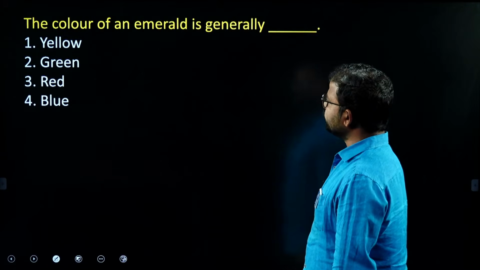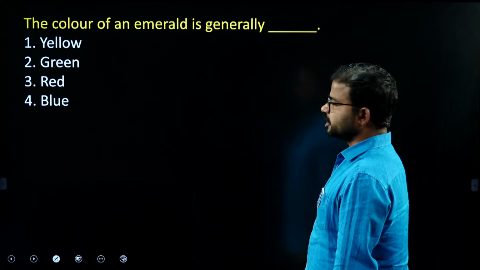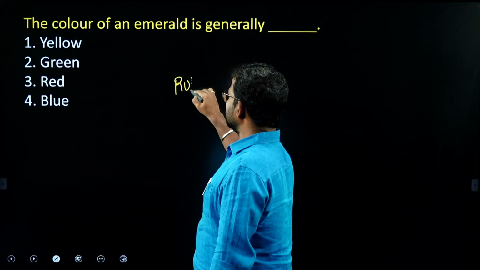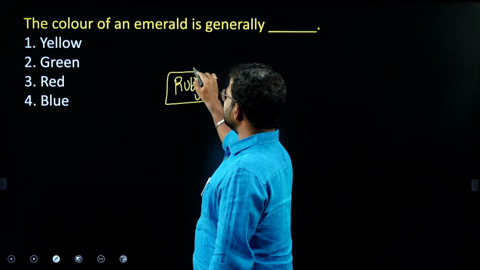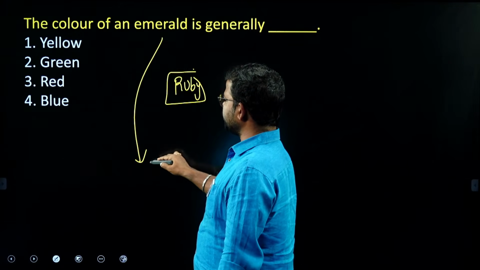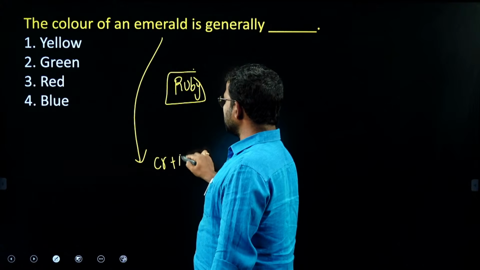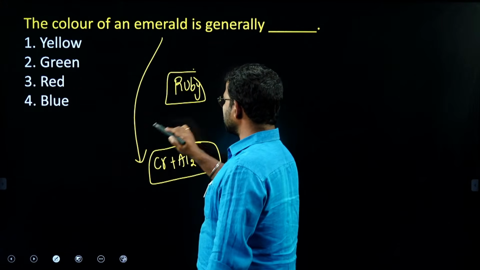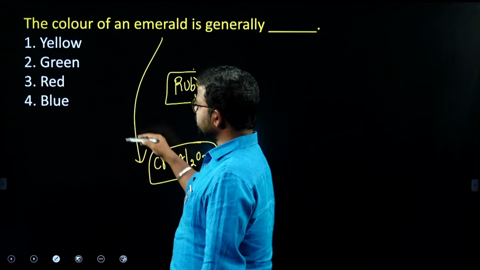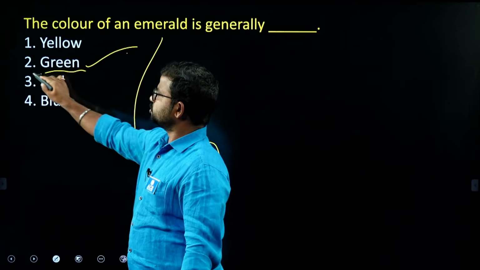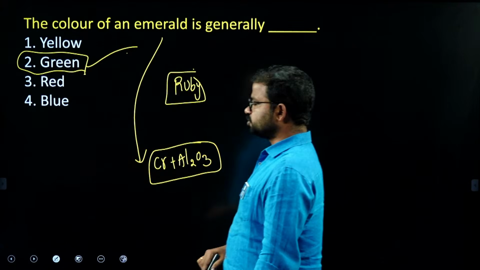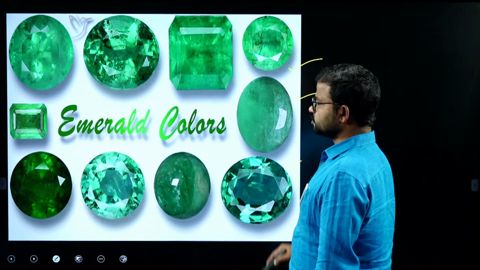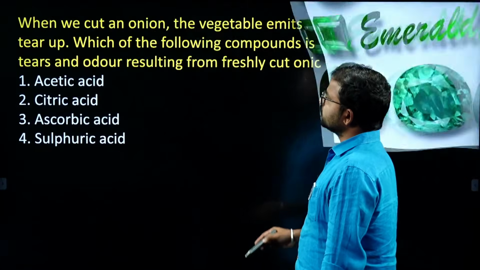Next one, the color of an emerald is generally... Emerald is a ruby-type stone. Mostly in these emeralds, we have some chromium and aluminum oxide related derivatives, Al2O3. Because of this chemical composition, it mostly emits green color. So option 2 is the right answer. Here it is, emeralds. The color of emeralds is mostly green.